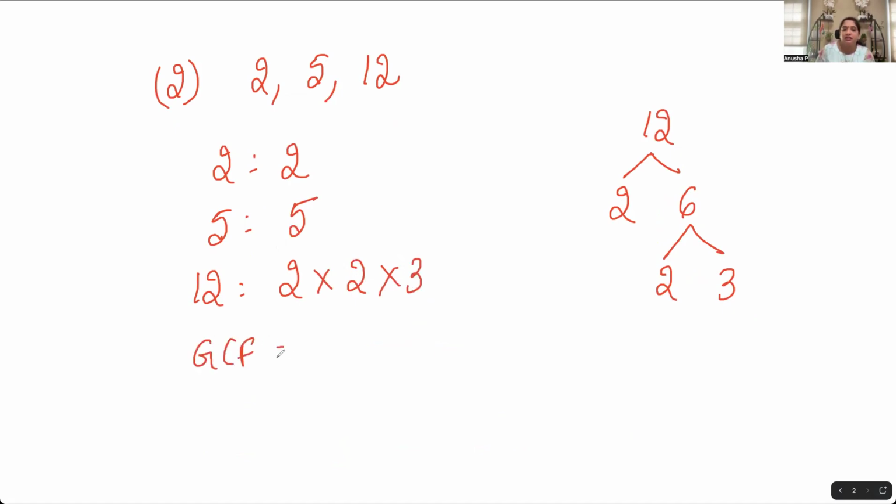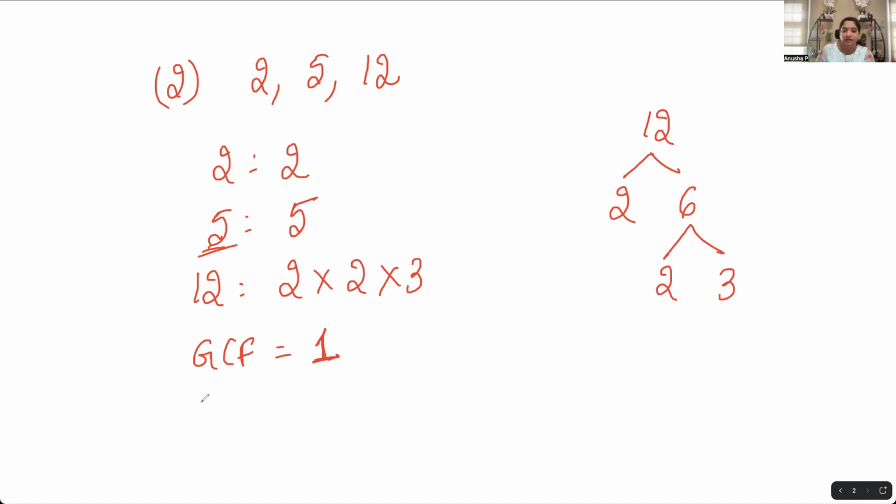GCF is the common factor in all the three numbers. Here in this example, we don't have a common factor in all the three numbers. If you consider 2, in 5, 2 will not be available, right? So that is the reason greatest common factor is 1, because you don't have a common factor in all the three numbers. GCF is 1.